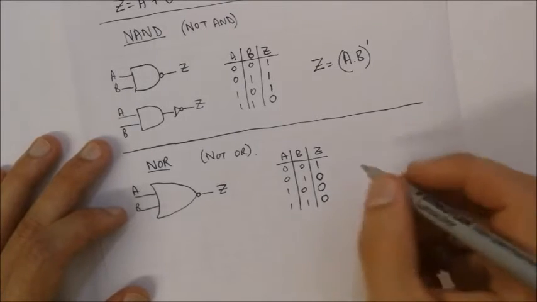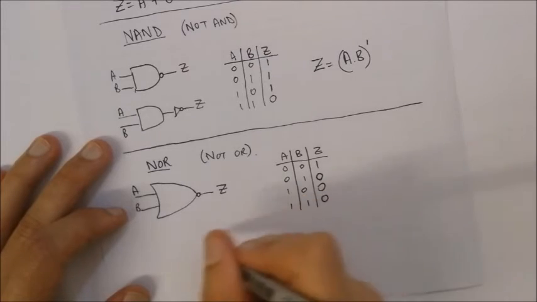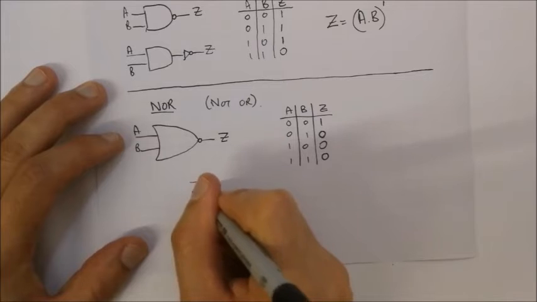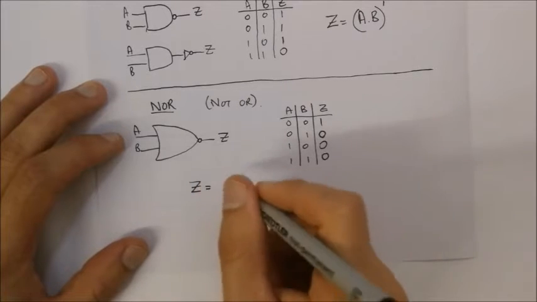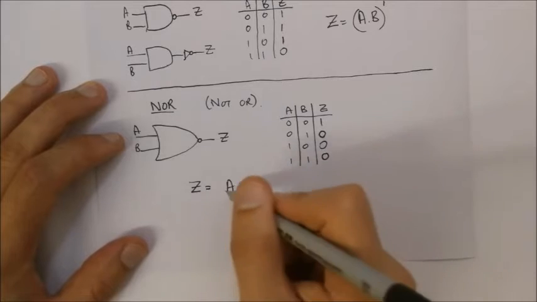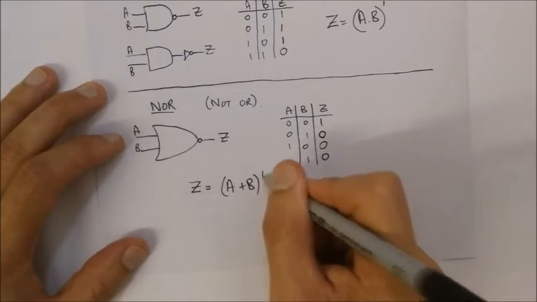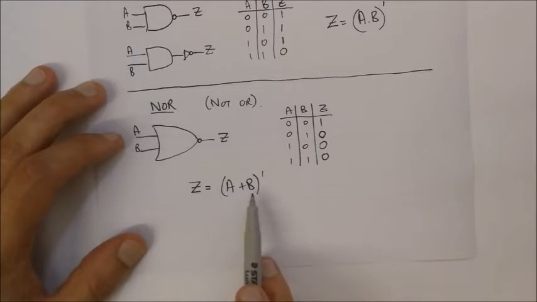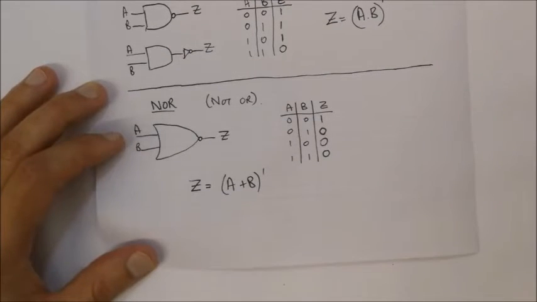The expression that we have for the NOR gate can be given as Z is equal to A plus B, or A or B, and then in brackets, NOT. Again, if you've got an input C, it would be just A plus B plus C, or in a bracket, and that's all NOTed with this apostrophe.